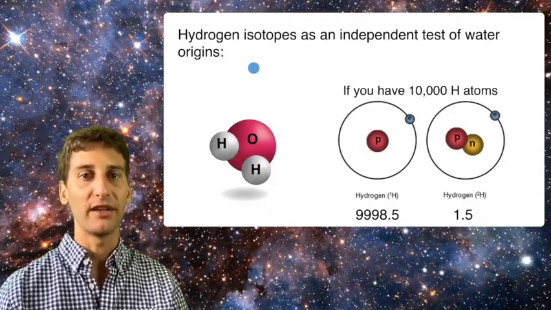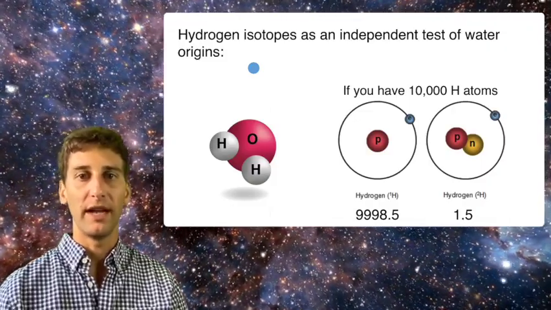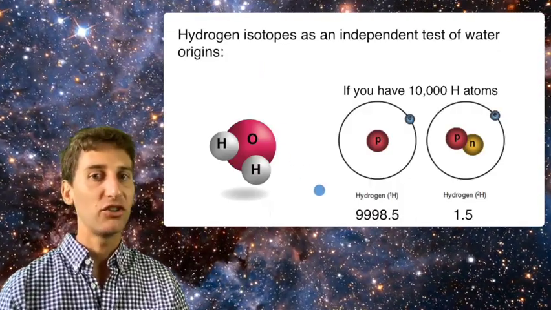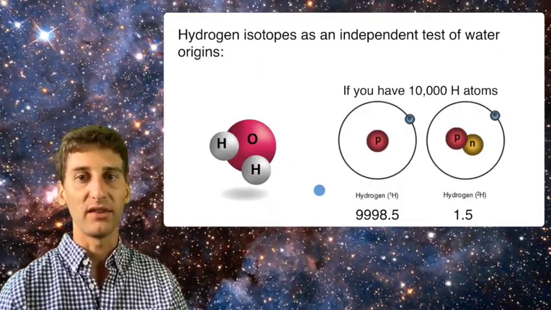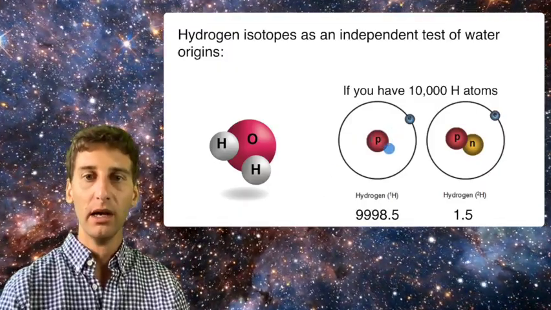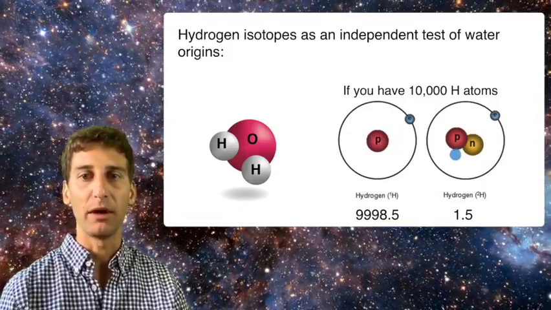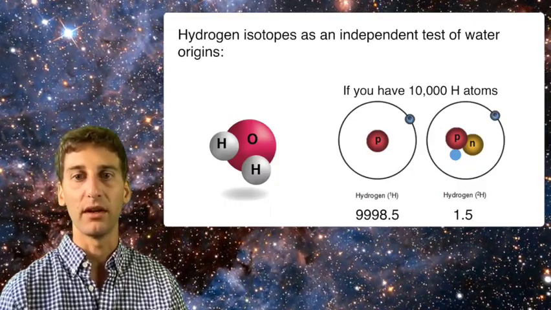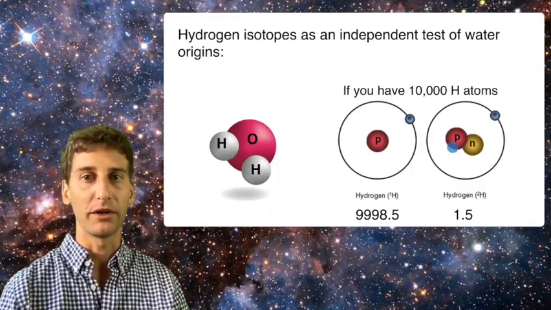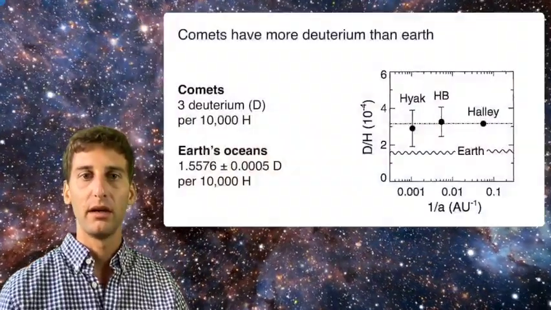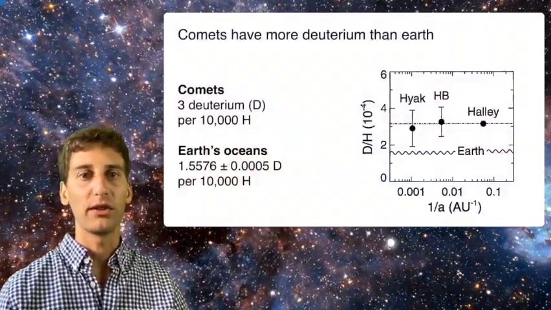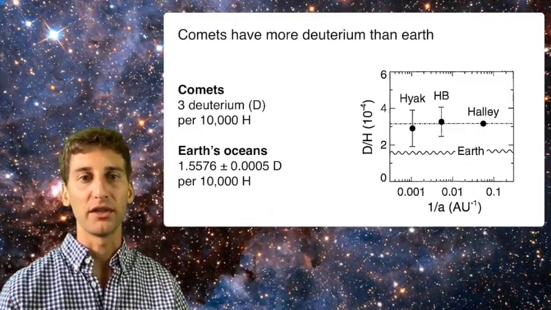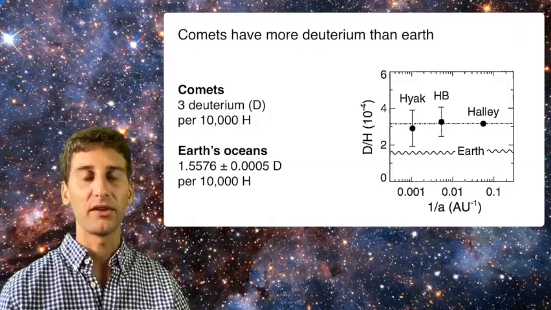You'll remember hydrogen has two stable isotopes, H1 and H2, or deuterium. Most of the hydrogen is found as H1, just a proton and an electron, but a very small amount, about 1.5 atoms per 10,000, is found as deuterium, where there's a proton and a neutron. So in trying to figure out the origin of Earth's water, this deuterium to hydrogen ratio is a really crucial constraint because it can rule out certain sources.